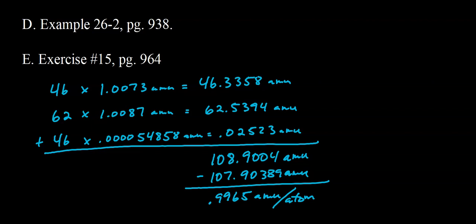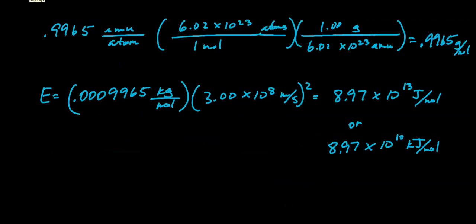The actual mass of this isotope was given to us, 107.90389 AMU. And the difference is our mass defect, 0.9965 AMU. That is per each atom. And so it wanted that value. It also wanted the value in grams per mole. Again, this work obviously is rather unnecessary. So your value in AMUs per atom will be the same as the value in grams per mole. So 0.9965 grams per mole of these atoms.